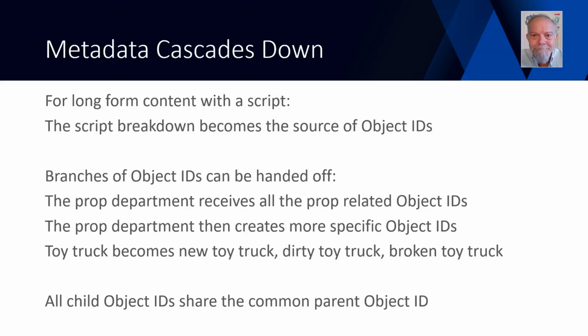The other thing is that metadata cascades down. One of the interesting things I learned about in school was a script breakdown, where you take a script and break it down into every individual item you have. That process is generating unique IDs, object IDs. And that's the source of object IDs. But you can also take the prop object IDs and hand that branch down to the prop department. And the prop department says, oh, the truck, there actually are 3 toy trucks.